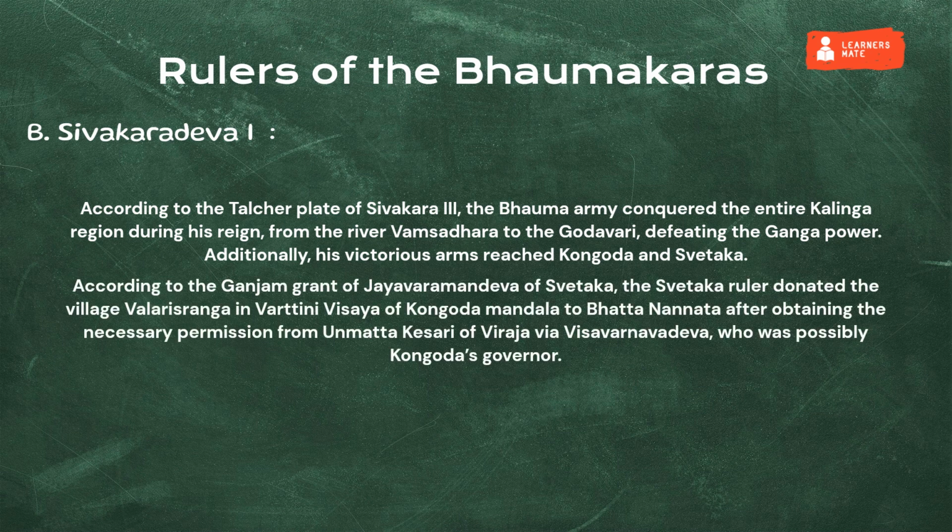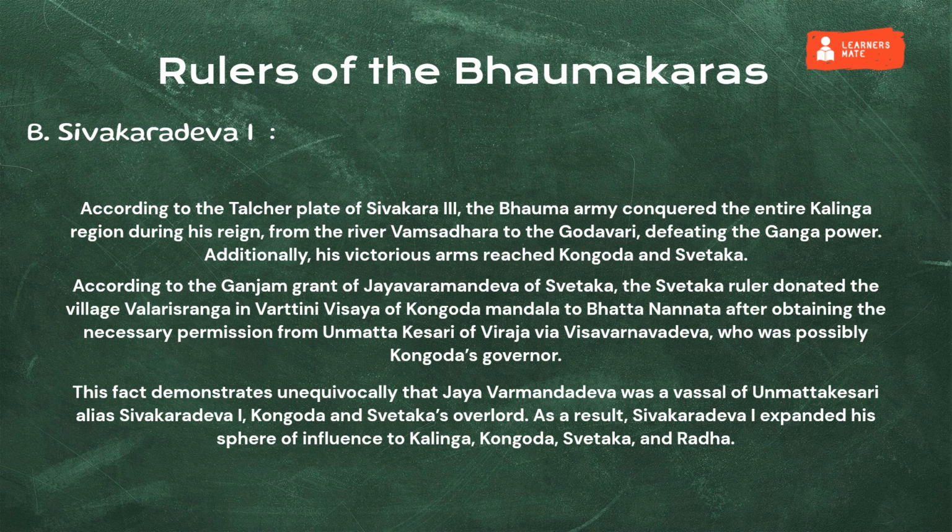According to the Ganjam grant of Jayavarmandeva of Svetaka, the Svetaka ruler donated the village Valarisranga in Vartini Vishaya of Kongoda Mandala to Bhatta Nannata after obtaining the necessary permission from Unmatta Kesari of Viraja via Vishvarnavadeva, who was possibly Kongoda's governor. This fact demonstrates unequivocally that Jayavarmandeva was a vassal of Unmatta Kesari alias Shivkaradeva I, Kongoda and Svetaka's overlord. As a result, Shivkaradeva I expanded his sphere of influence to Kalinga, Kongoda, Svetaka and Radha.